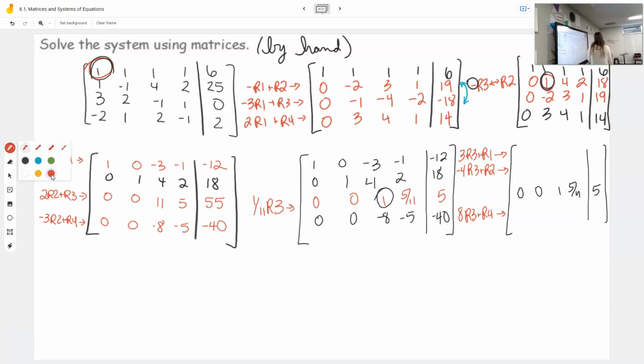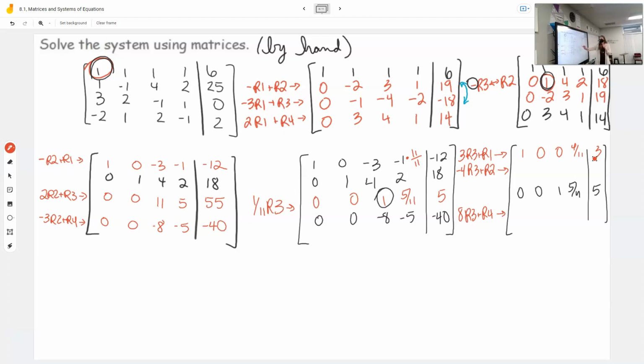As I multiply, 3 times 0 is 0 plus 1 is, oh, that's nice. 3 times 0 is 0, 0 plus 0 is, oh, that's nice. 3 times 1 is 3, 3 minus 3 is, oh, that's nice. 3 times 5/11ths is 15/11ths. Let's go again. 3 times 5 11ths is 15 11ths. 15 11ths minus 11 11ths is 4 11ths. 3 times 5 is 15. 15 minus 12 is 3. It's kind of nasty, but we made it.